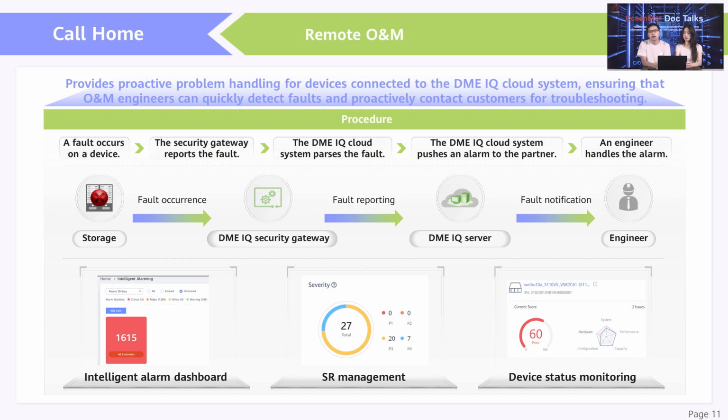In this way, the function can meet partners' requirements for 24/7 remote O&M, reduce manpower investment, enhance O&M efficiency, and improve customer satisfaction. Call Home also offers an intelligent alarm dashboard to help you quickly view and manage alarms. For some complex problems, partners can also create Huawei eCare service requests on the DME IQ partner portal to seek help from Huawei. The device status monitoring function intelligently analyzes device health status in terms of system, hardware configuration, capacity, and performance to identify potential risks and provide an overall score.